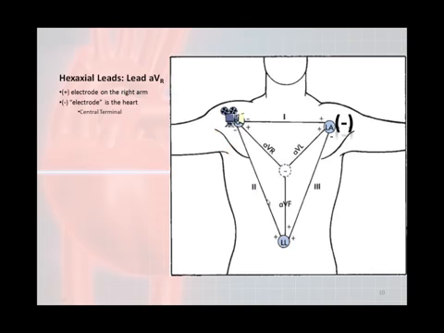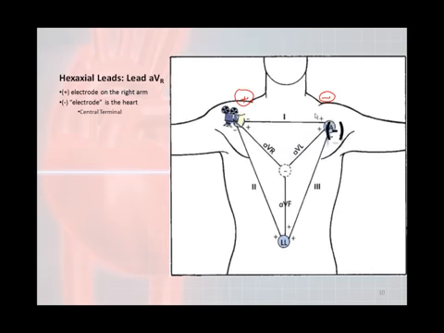Finally, let's look at AVR. What we did with AVR is we took the positive electrode and placed it over here on the right arm. This is the only lead of the hexaxial leads where the positive electrode is on the right arm. The negative electrode is going to be over here on the left arm if we were to use this lead. This is a polar opposite of lead 1. But what we're doing here is getting another view. So we're going to move the electrode down into the central terminal. What this does is it gives us another view of the heart.